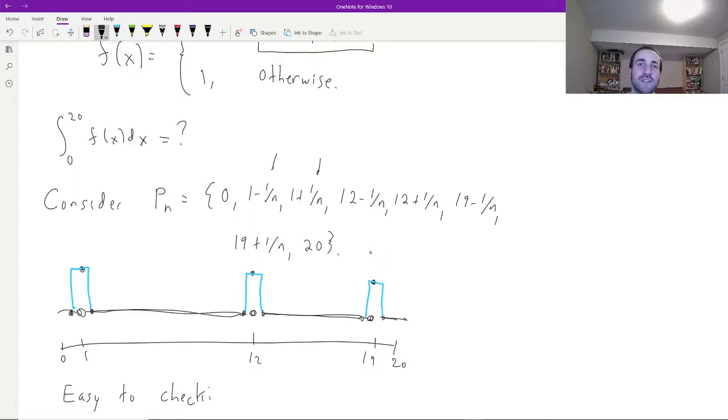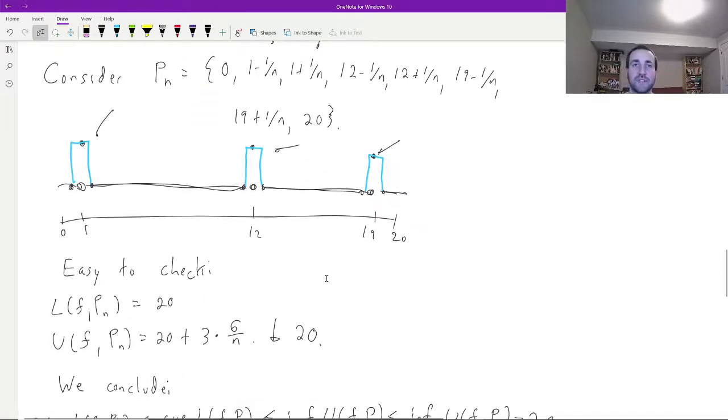Well, what are we doing here? There are a couple of points that we know are not going to contribute to the integral, right? Of course they're not going to contribute. And so what the partition does is it sort of isolates them, right? It sort of chunks them off into these little bits where they're not going to matter when we're doing our upper and lower bounds. Okay, so let's check how that actually works out. Well, L of f, Pn, this lower function, is really easy to calculate, right?